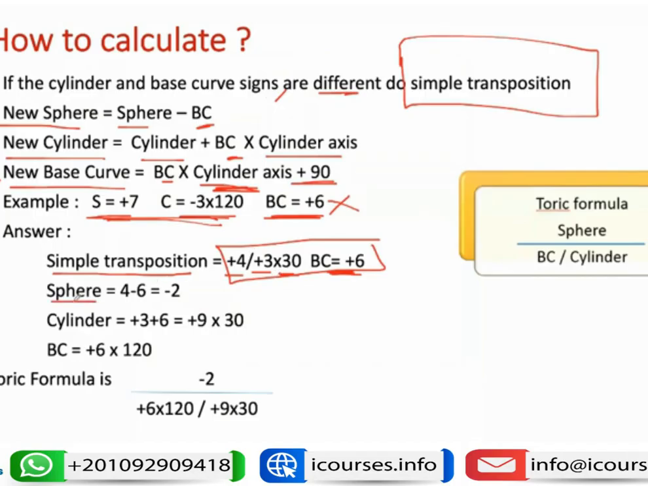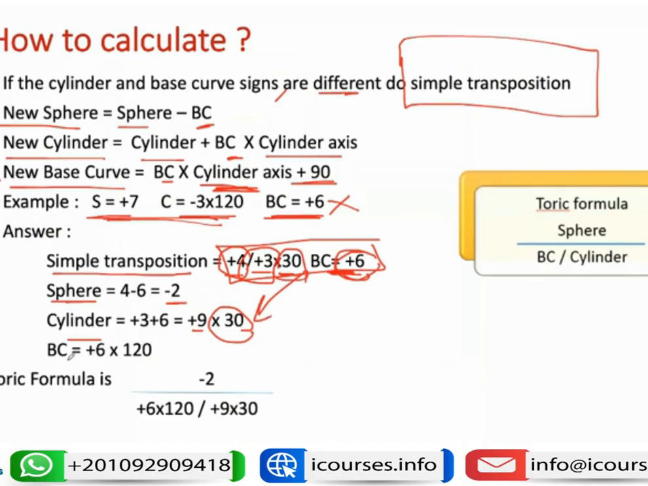So what will be the new sphere? The new sphere will be the sphere minus the base curve. So the sphere here is plus 4 minus 6, so the new sphere will be minus 2. The new cylinder will be the cylinder plus the base curve in the cylindrical axis. So the cylinder here is plus 3 plus 6, so it will be plus 9 at the new cylindrical axis, which will be 30. So this will be the new cylinder.